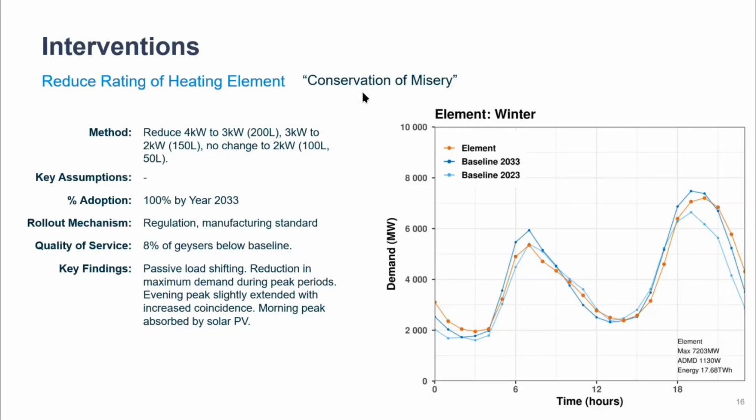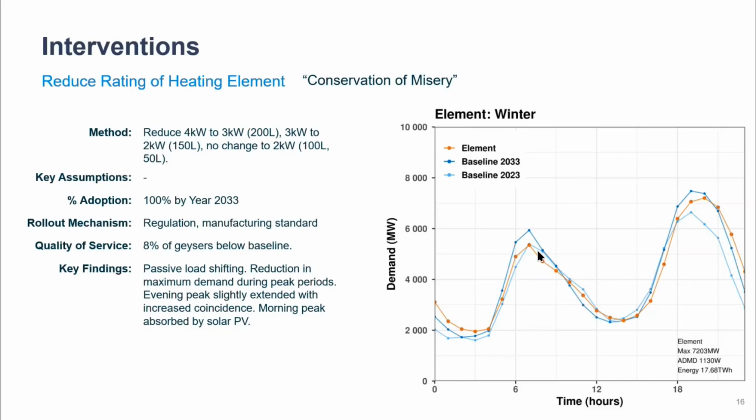This is the notion of conservation of misery. Effectively, you've got a certain amount of hot water you need to get. If you've got a smaller element, you're going to draw that out. You just can't get rid of the fact that you need to replace that energy. And we see a little bit of benefit in the 2033 here.